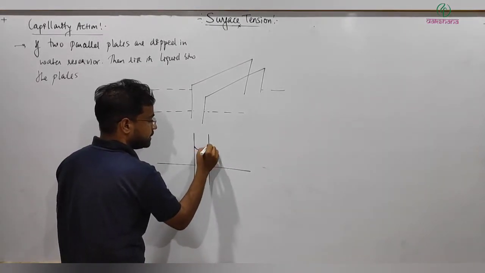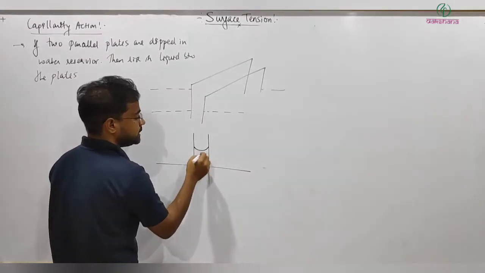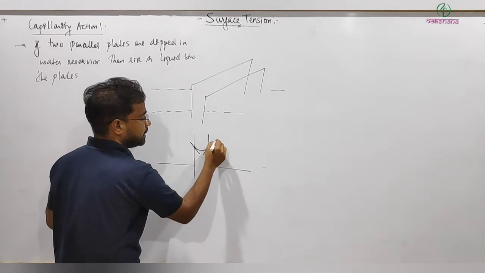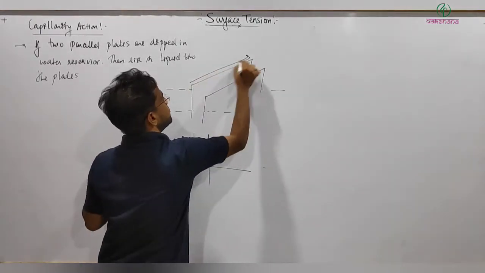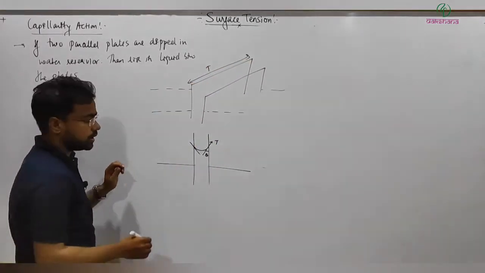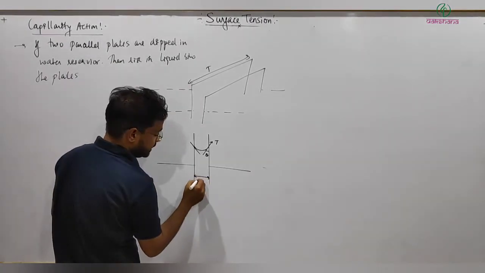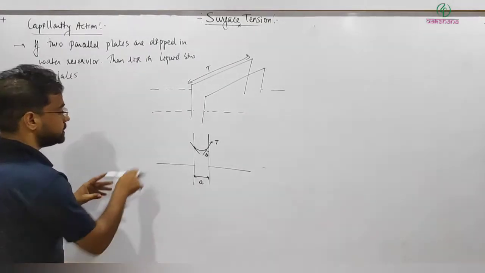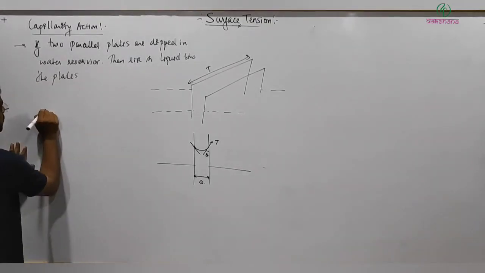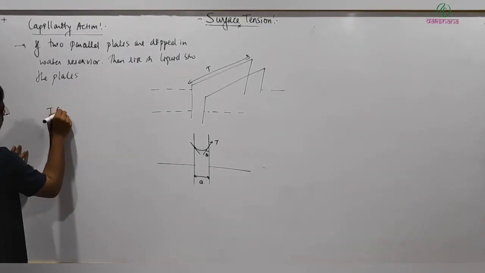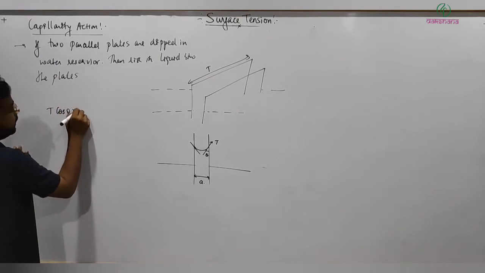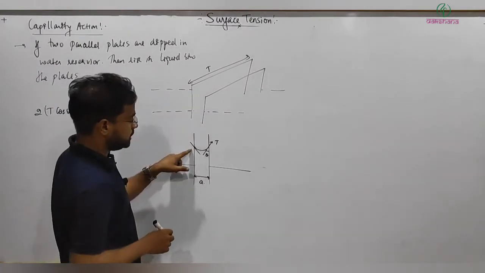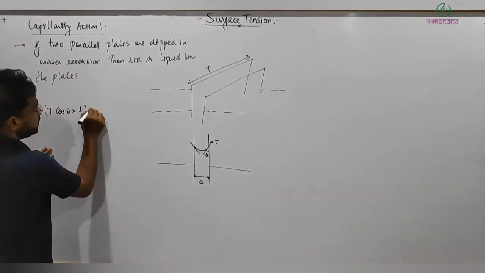Now, if the angle of contact here is theta, if I write angle of contact theta, then what will happen? T will be here, let's say its length is L, and the separation between them, let me take it simply as A. Then in this situation, the net upward force will be equal to T cos theta multiplied by L into 2, because on this side and on this side, and this should be equal to what?